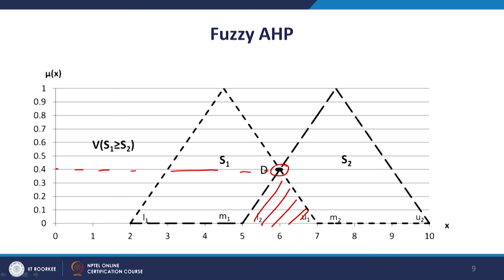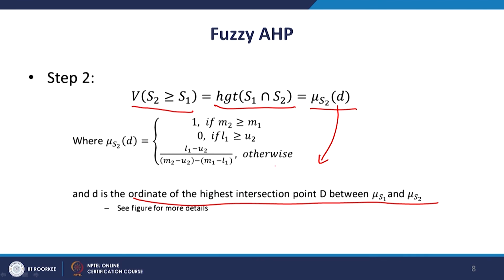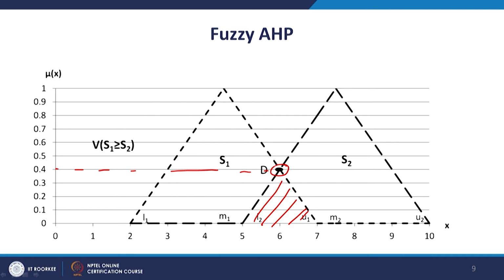So, that will tell us about the possibility of this capital V, S1 being greater than or equal to S2. So, this is what we will get. The mathematics that we talked about here can also be understood through this graphic.